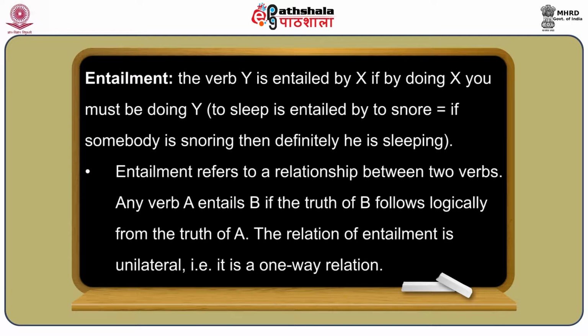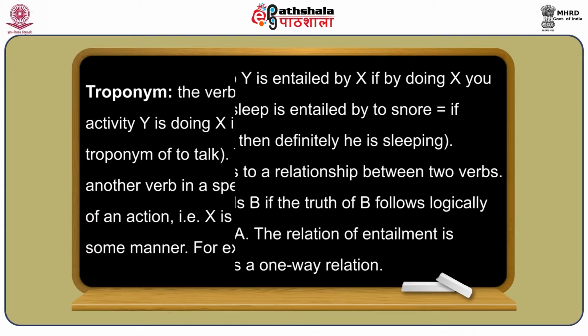Entailment. The verb Y is entailed by X if by doing X you must be doing Y. To sleep is entailed by to snore. If somebody is snoring, then definitely he is sleeping. Entailment refers to a relationship between two verbs. Any verb A entails B if the truth of B follows logically from the truth of A. The relationship of entailment is unilateral, that is, it is a one-way relation.